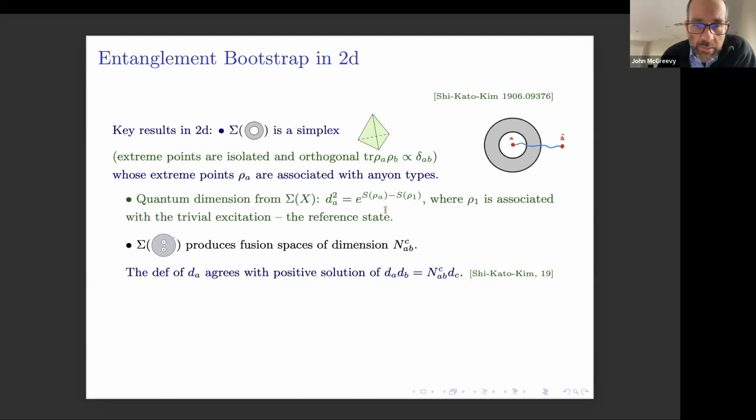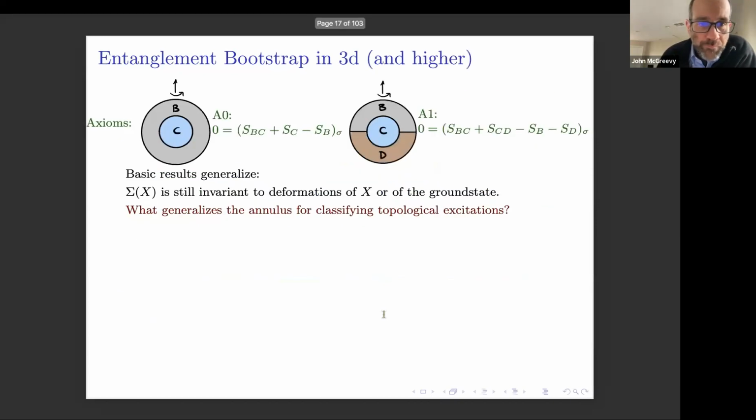And these two definitions are consistent with each other in that the quantum dimension can be shown to solve this equation. Okay, and also we can extract the topological entanglement entropy as a conditional mutual information. Okay, maybe that's not too surprising. So roughly the same axioms apply in any dimension.